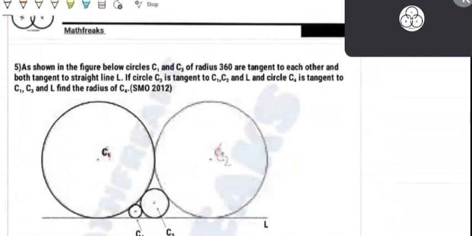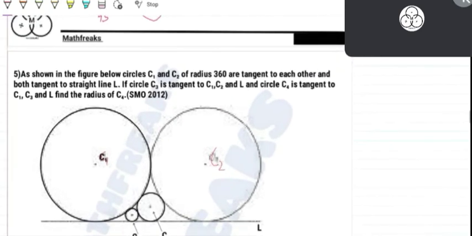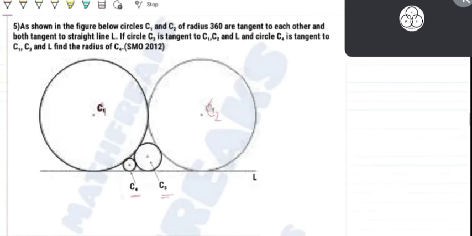As shown in the figure below, circles C1, C2 of radius 360 are tangent to each other and both tangent to the straight line L. Circle C3 is tangent to C1, C2, and L, and circle C4 is tangent to C1, C3 and L. Find the radius of C4.